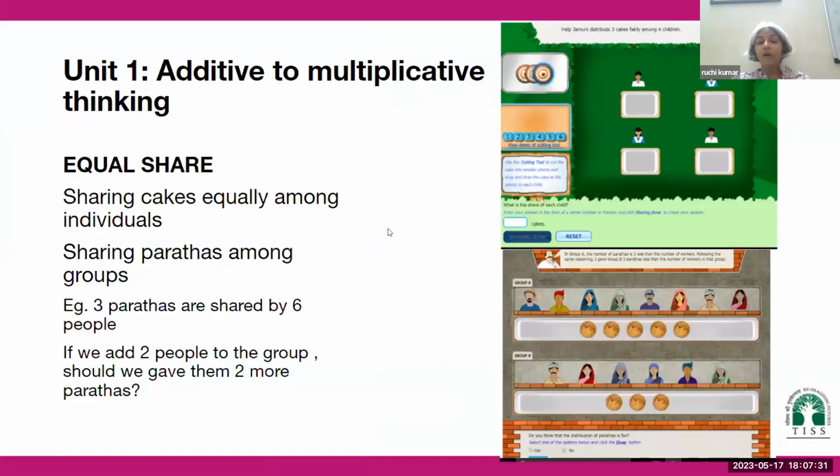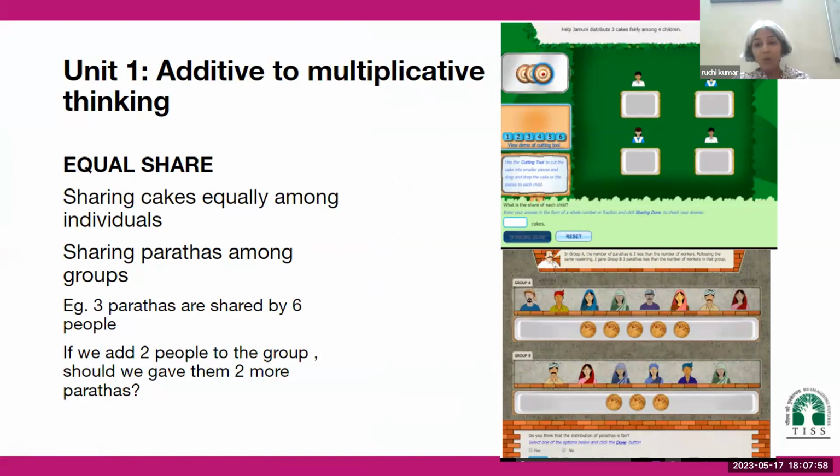Going forward, in unit 1, what do we have? We have activities in which students can share cakes or share parathas among different people. Now, how have we done that? First, there is sharing of cakes equally among the individuals. And this is something very basic level, and I think even in primary, we introduced that.